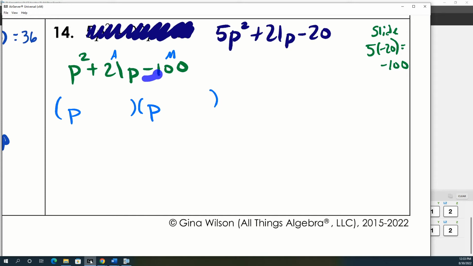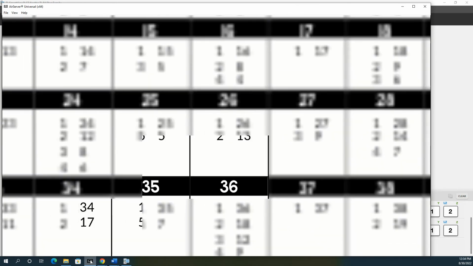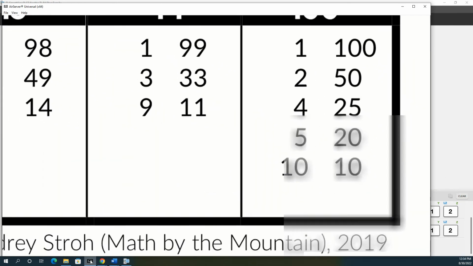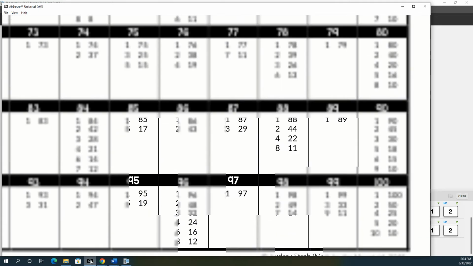And what do we know about our signs if we multiply and get a negative? Different. One's a plus, one's a minus. So when they're different, you're technically going to subtract to get 21. All right, so if we're looking at 100, the very last one, and signs are different, so we want to subtract to get 21. What do you guys think? 4 and 25.